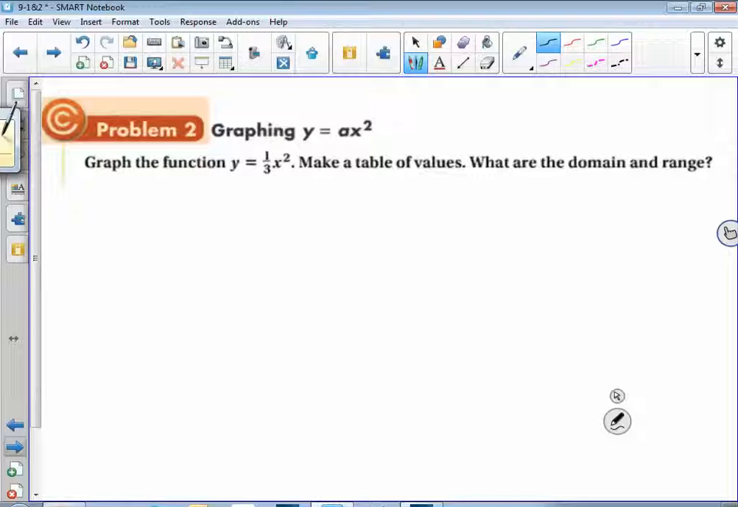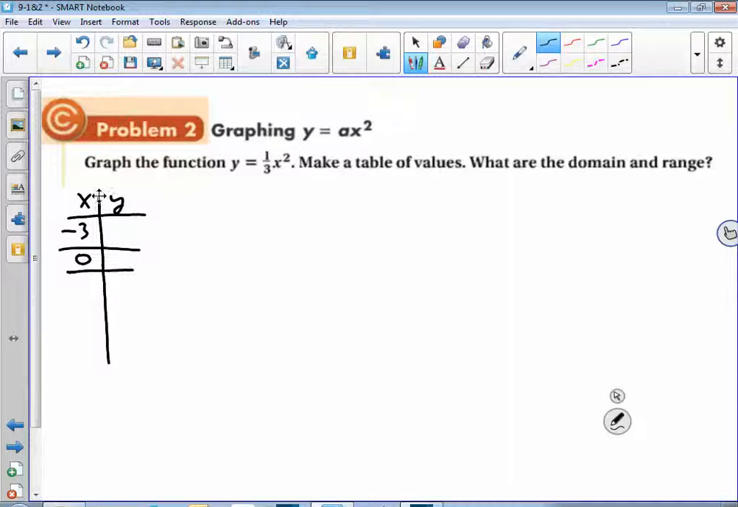Sometimes we need to do a little bit more, and we need to graph y equals ax squared. So it says graph the function y equals 1/3 x squared, make a table of values, and find the domain and range. For this, you make a table with x and y, and since it's 1/3, I'm going to do easy values: -3, 0, 3, -6, and 6.